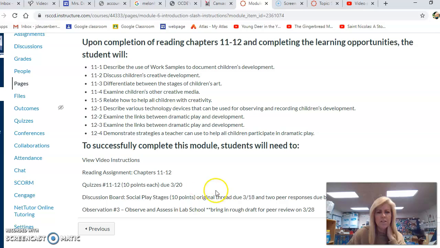Once you're done with your discussion, you should be working on your observation 3. The rough draft is due. You should bring it in with you to class on the 28th so we can peer review it, and then you can submit it for a final submission. Again, we have discussed observation 3 within class, but if you have any questions, please feel free to email me and I will get back to you as soon as possible.